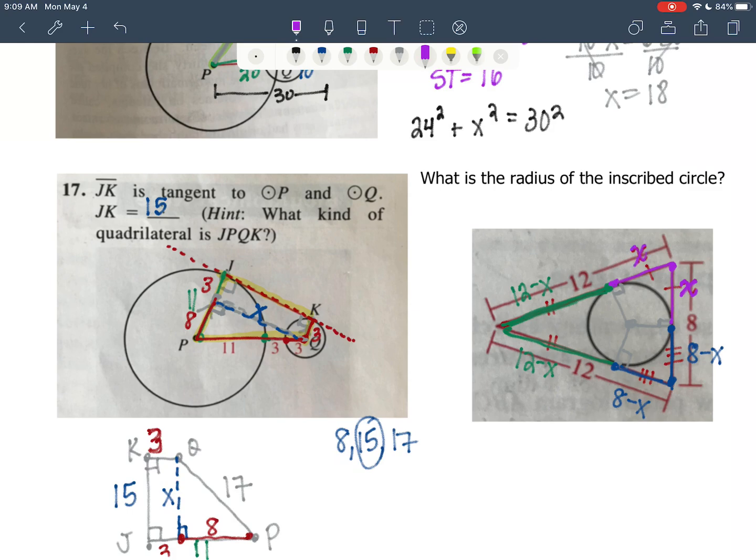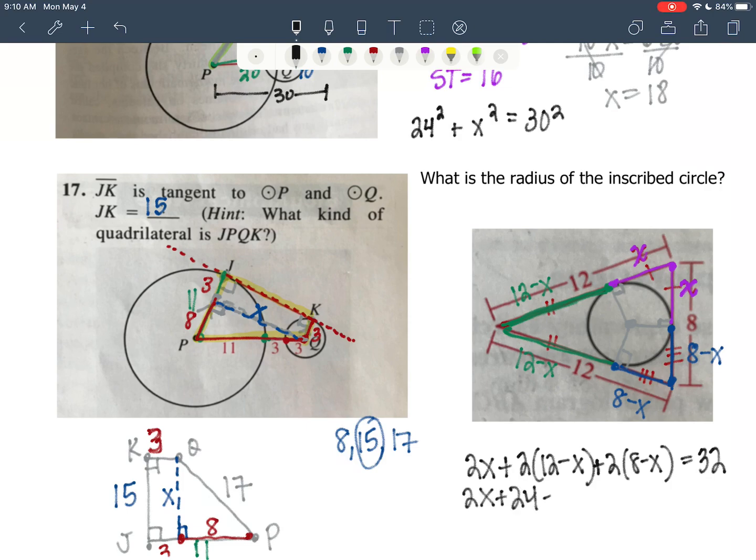And we know the perimeter all the way around is 12 plus 12 plus 8. That would be 32. I'm going to take my 2 x's. I'm going to take my 2 12 minus x's and my 2 8 minus x's, and I'm going to set that equal to 32. What does that get me? Let's see. Maybe it doesn't get me anywhere. Maybe it gets me the answer. We'll only know if we try. So I've got 2x minus 2x. Uh-oh. Got another 2x right there.